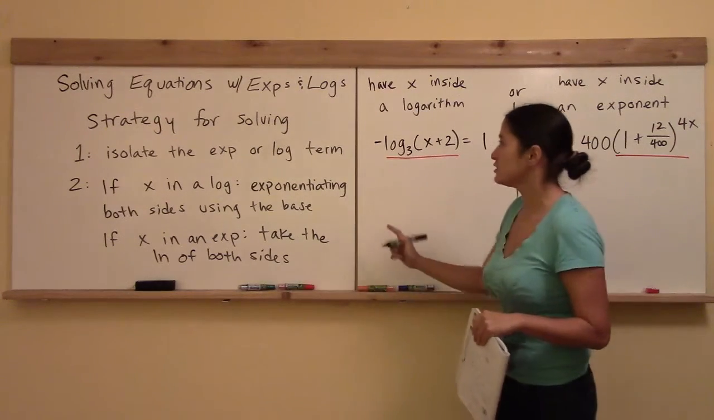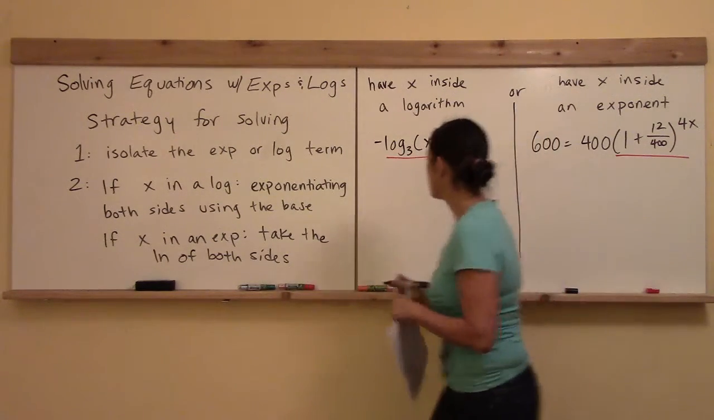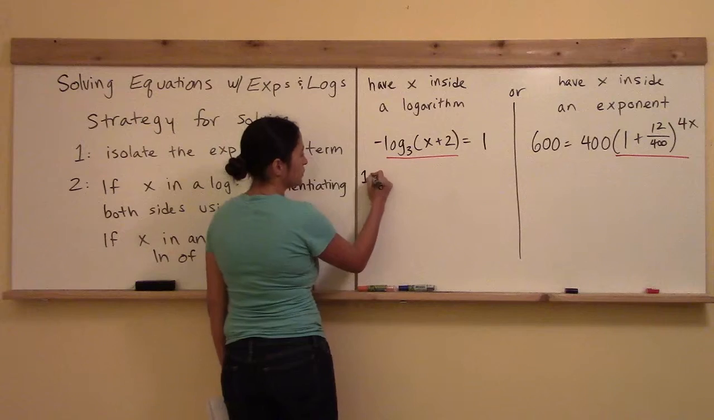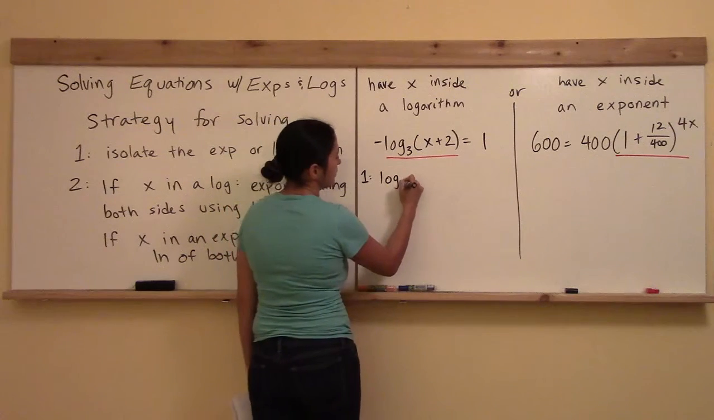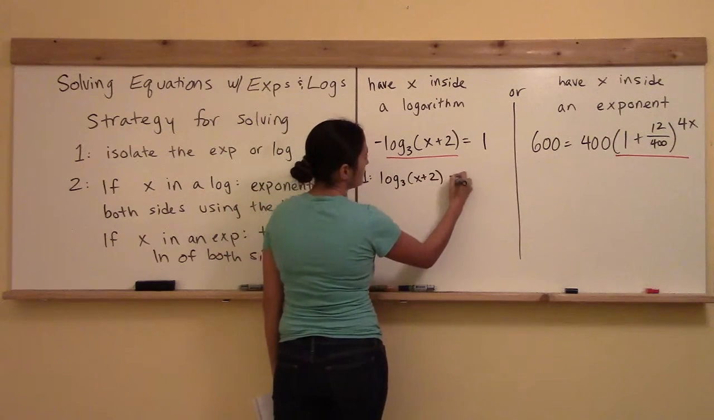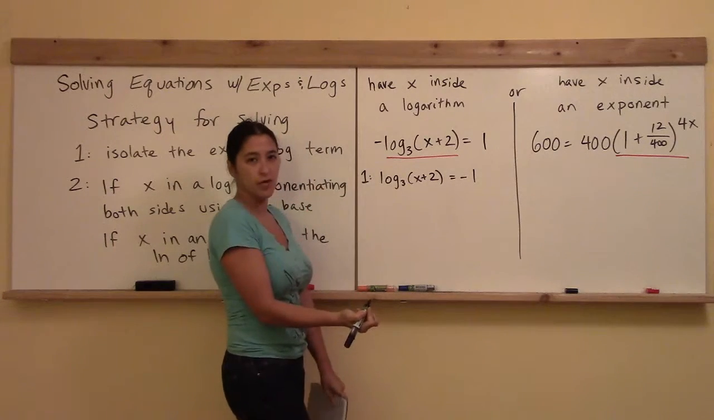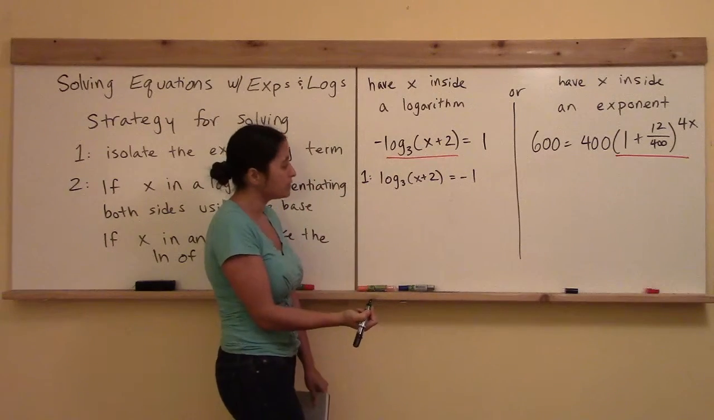Okay, so let's use this strategy for solving here on each one of these. And step one, the first case, is that we need to isolate. Okay, so I'm going to isolate this term that I've underlined in red by multiplying both sides by -1.